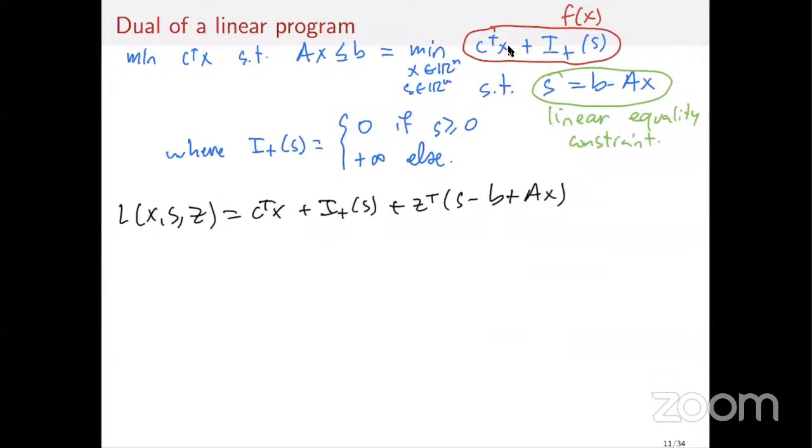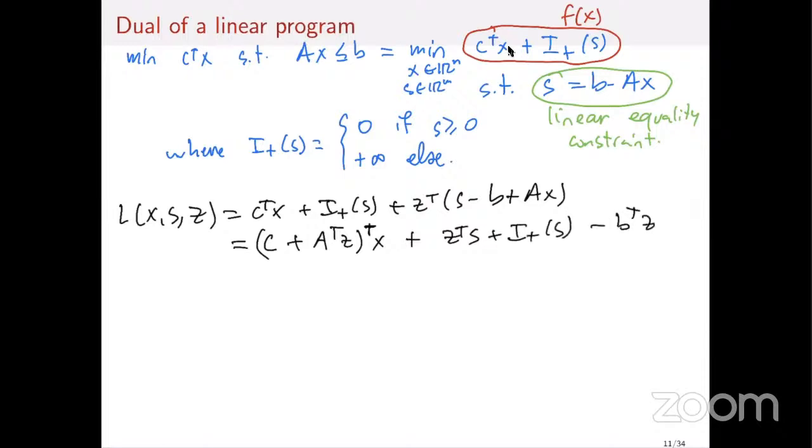Let me collect the terms. I will need to minimize this over X and S, so let me collect together the terms in X and the terms in S. I have (C plus A transpose Z) transpose X, where the A transpose Z comes from the X term. Then I have plus Z transpose S plus I_plus of S. And then I have a minus B transpose Z. You can see that the Lagrangian decomposes: I have something that depends only on X, something that depends only on S, and then a constant term.